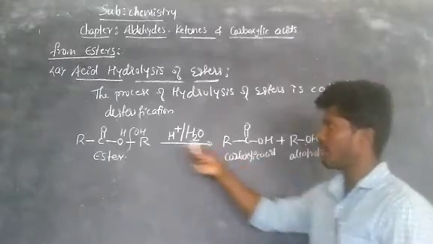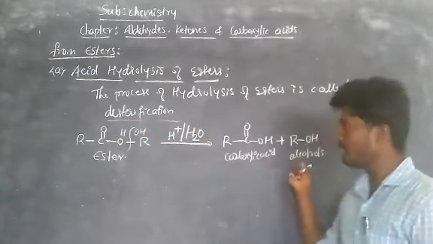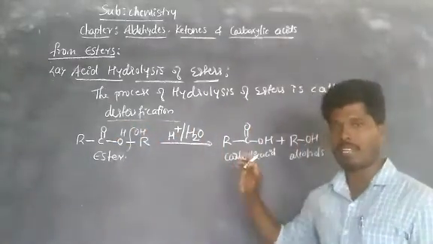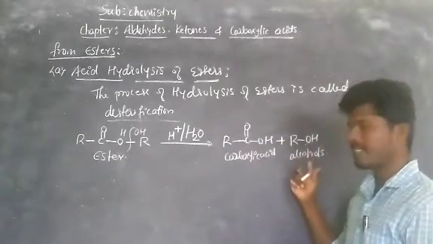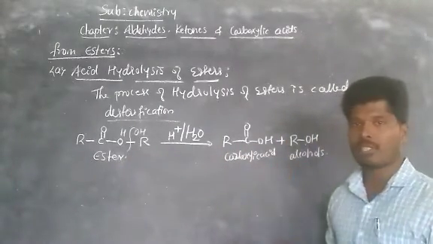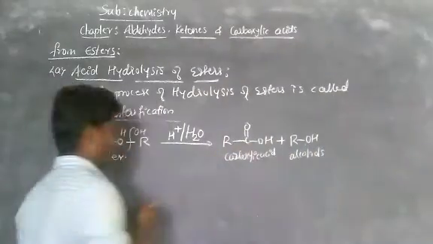This process we call de-esterification, and the reverse process we call esterification. That is, the preparation of esters from carboxylic acids and alcohols we call esterification. This is the de-esterification process.